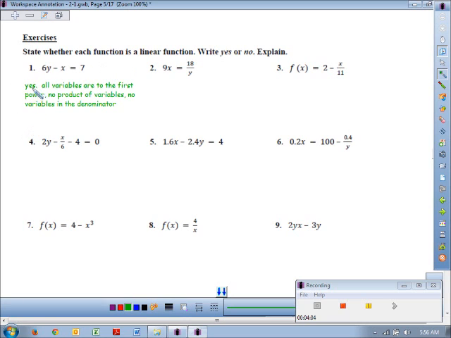Linear function, excuse me. And the reason why, again, is all variables are to the first power, no product of variables, no variables in the denominator. You can pause the video and get that written down. Okay, lots of writing today.